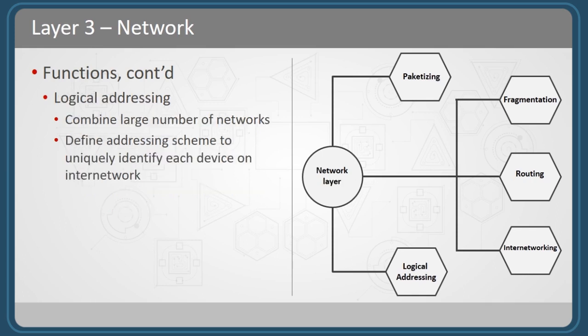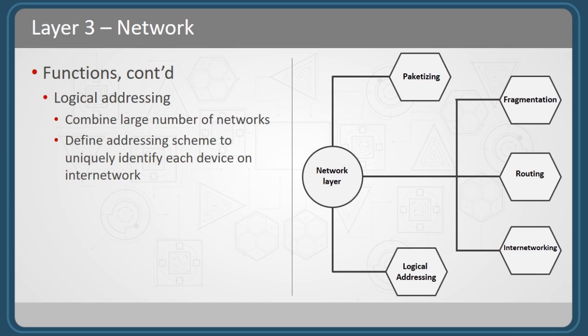So logical addressing, again, combines a large number of networks. It allows you to create a very large environment up to the size of the internet, but you have to define an addressing scheme to still be able to uniquely identify each device on the internetwork. So again, if you think about a large organization, never mind the internet, you can still define an internetwork if you have, let's say, several physical or geographical locations, one in this city, one in that city, and one in another city. Well, you can connect all three of those and make your own internetwork.